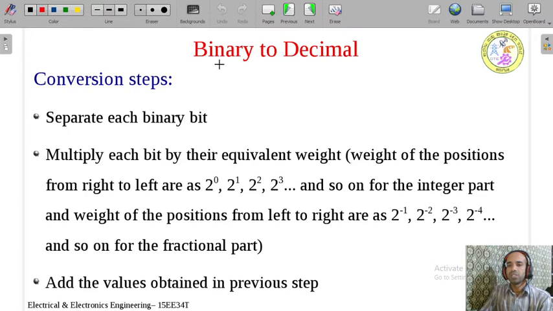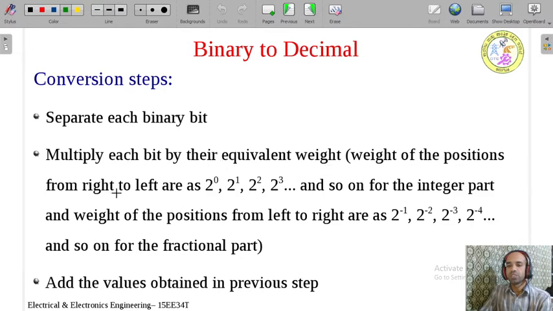So first we shall see how to convert binary number into decimal number system. You need to remember these steps to convert any binary number into decimal number. So what is the first step? Separate each binary bit. The second step: multiply each bit by their equivalent weight.